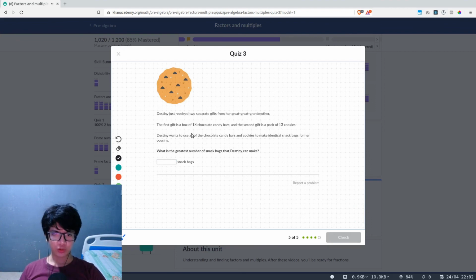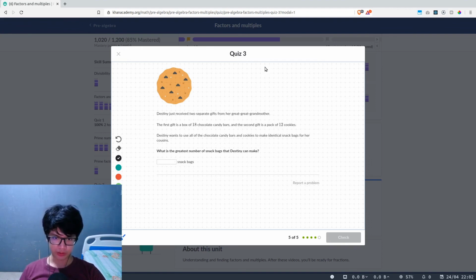Destiny just received 2 separate gifts from her great-great-grandmother. The first gift is a box of 18 chocolate candy bars, and the second gift is a pack of 12 cookies. Destiny wants to use all of the cookies and chocolate bars to make identical snack packs for her cousins.